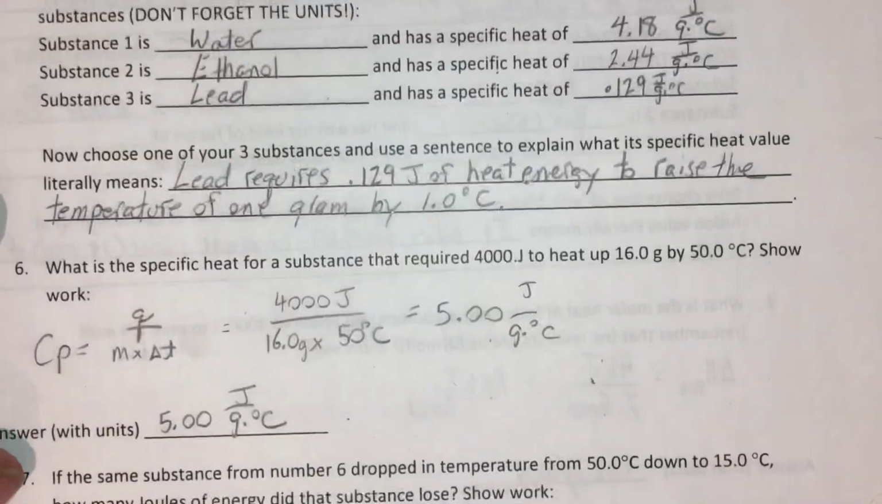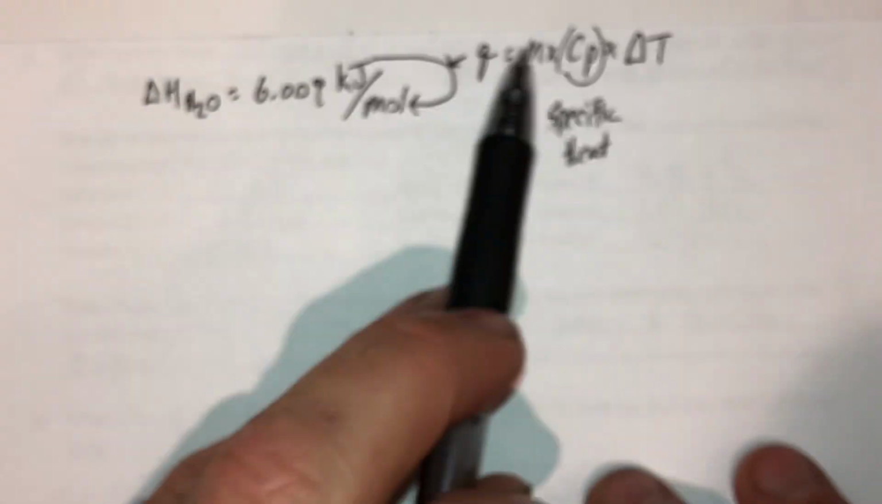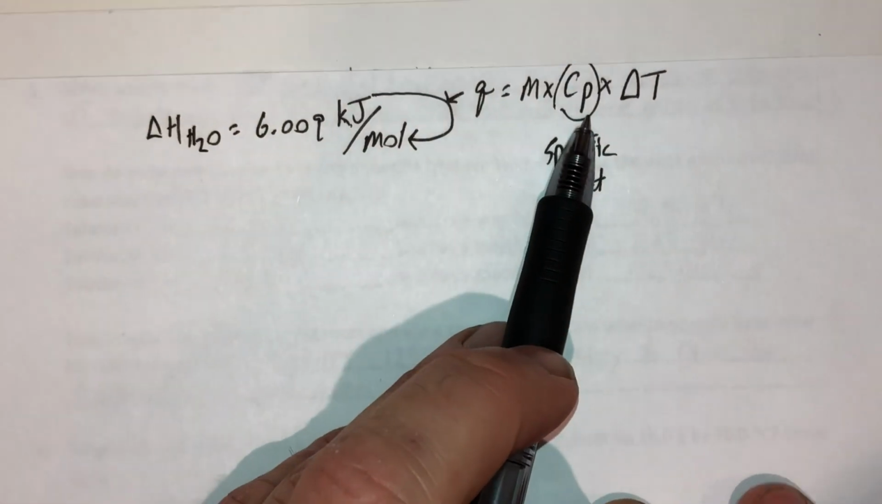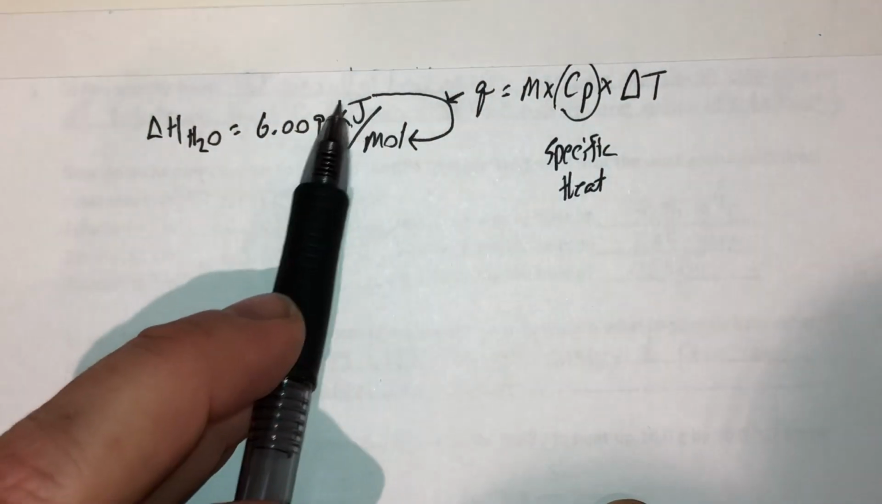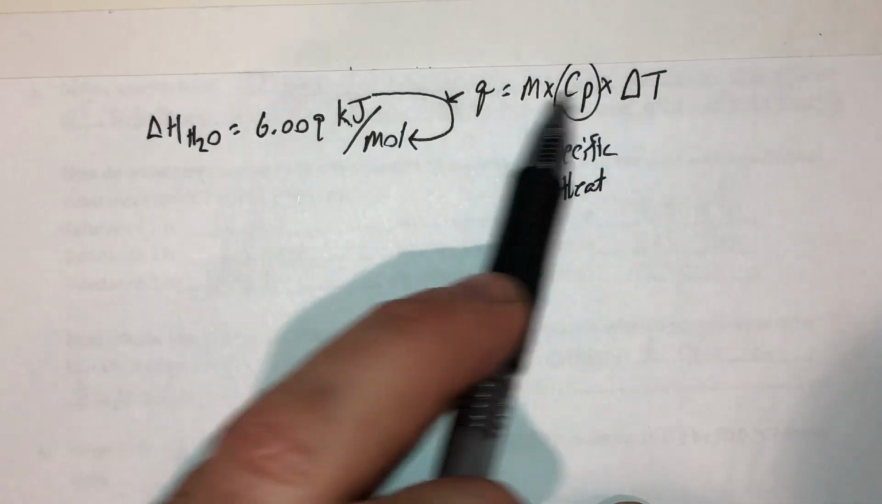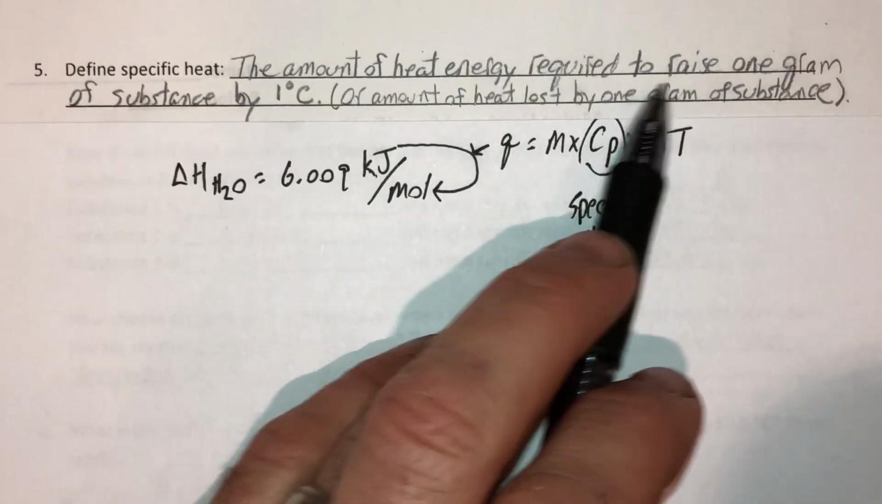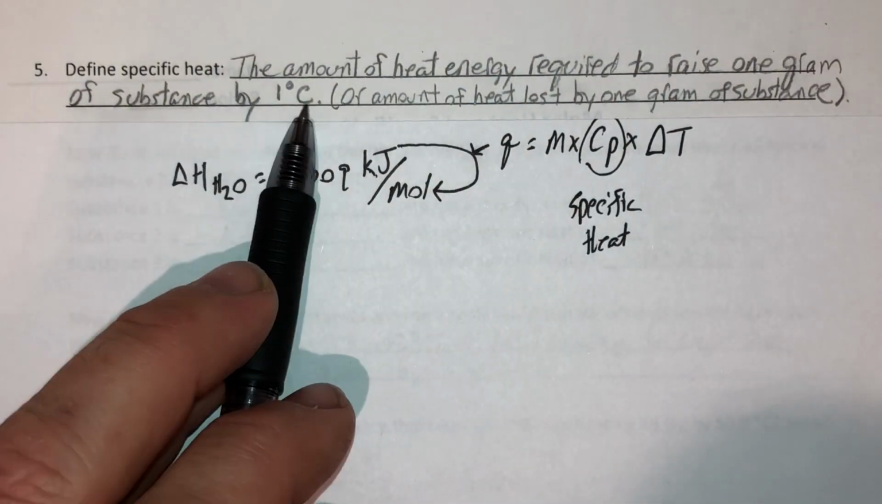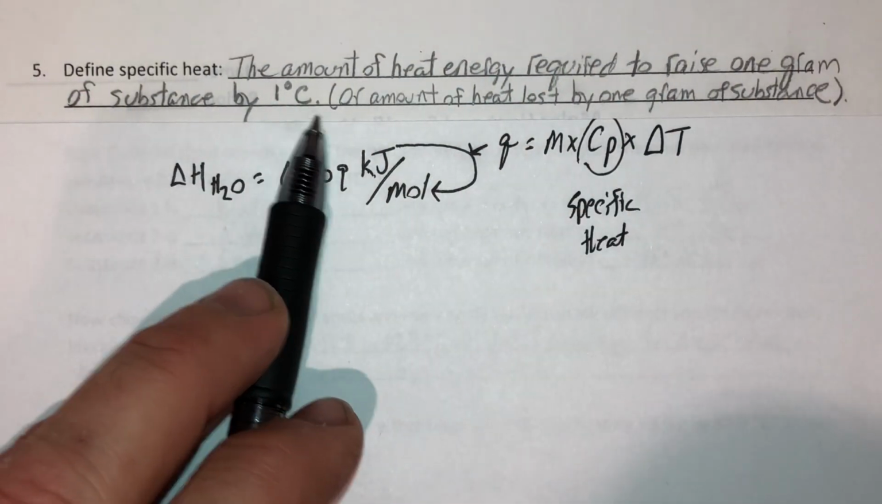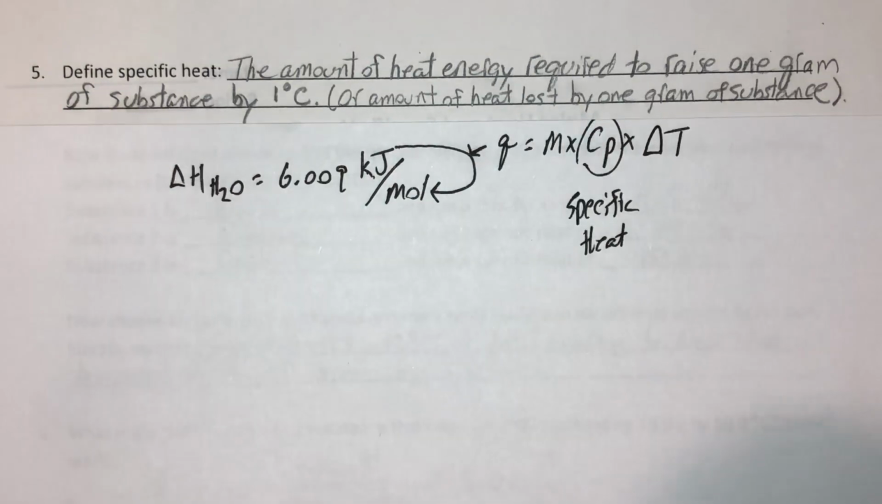Okay, so the backside was about specific heat. Let's go back to this. We're talking about Cp, or specific heat, which is how we get these kilojoule numbers. It's calculated. So what is specific heat? It's the amount of heat energy required to raise a gram of substance by 1 degree Celsius, or the amount of heat lost if it's cooling down.